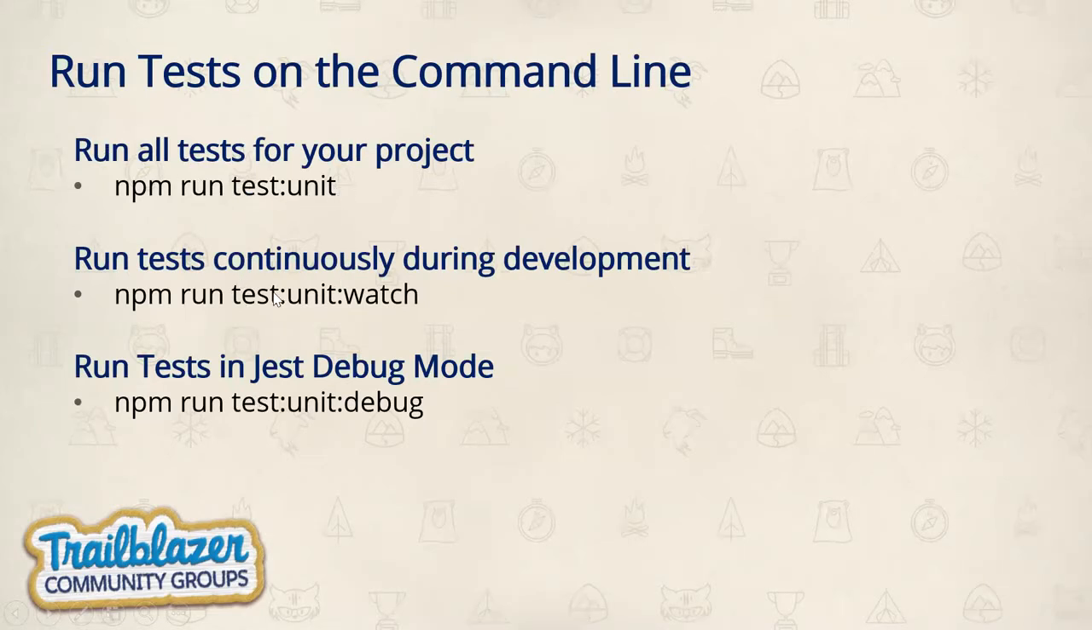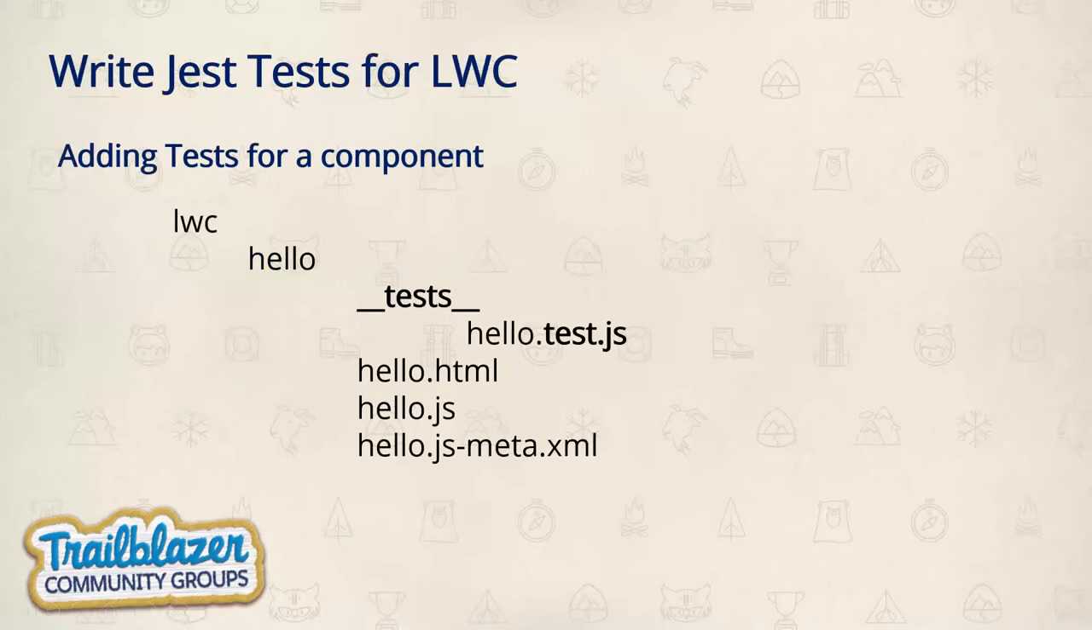We have two more things also. One is watch, which you can use during development itself, and it will show the results side by side. The third one is debug. If you want to debug your JavaScript code line by line, it will be more helpful with this command.